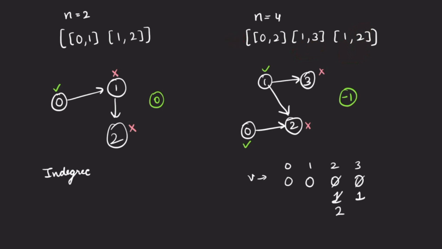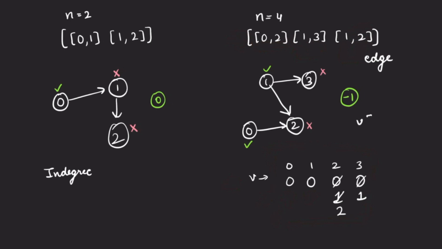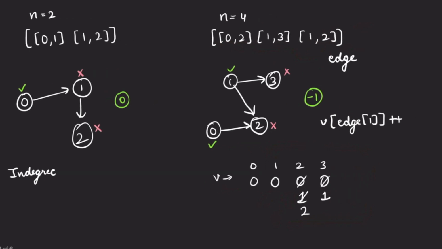Now we are done with all the edges. In your vector you will see how many nodes there are for which the in degree is 0. In this case it is 2. So whenever it is more than 1, you can return -1. Otherwise, since there will be only one 0 here, you can return that particular index from the vector. So how are we updating this? When we loop over our edges, and let's suppose this is denoted by a variable edge, in your vector at the index edge 1, you will do plus plus. Basically you are incrementing the in degree by 1.